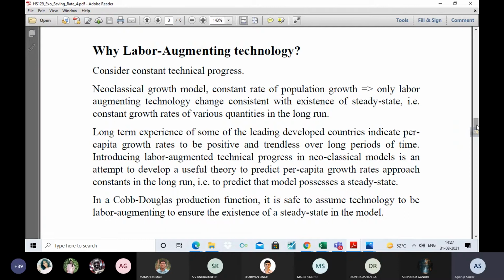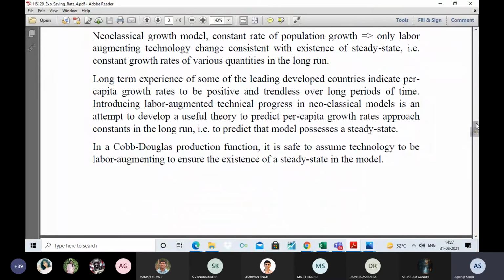We might look into the proof later on, but right now let's talk about the assumption, the intuition and the economic understanding. Later on we'll look into the mathematics. So what is the basic idea? The basic idea is that if we want to consider models that possess a steady state, we have to assume that technological progress takes the labor augmenting form, right?